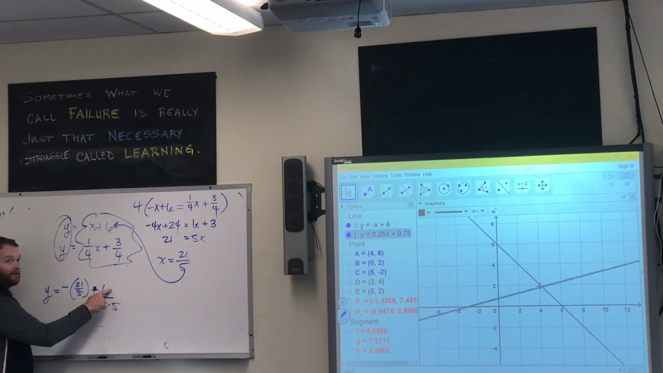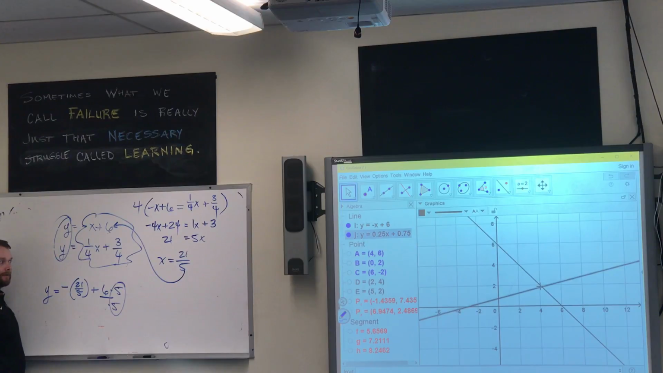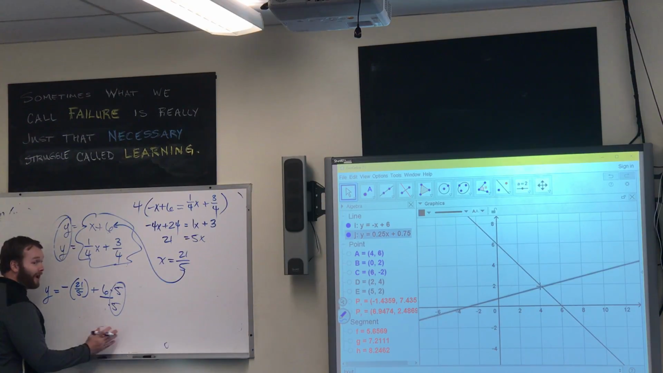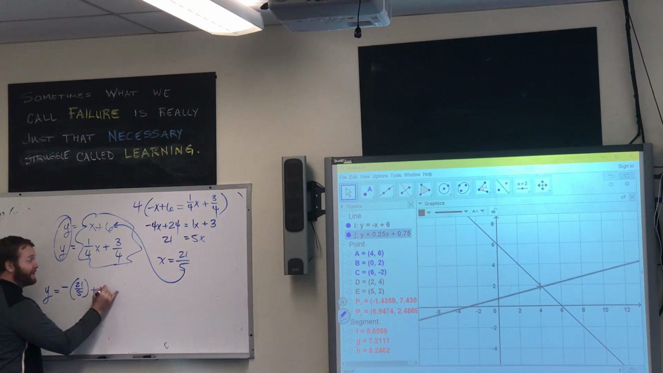Now, how do I make this number adjust the same? Multiply by 5. What did I just really multiply by? 5 over 5, which is a fraction. What fraction? A fraction of 1. Good, okay? So you want 6 times 5 becomes 30.